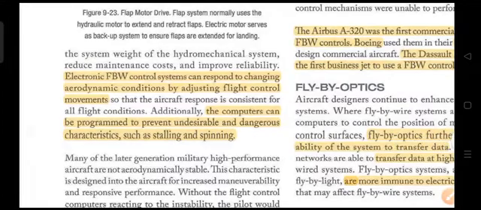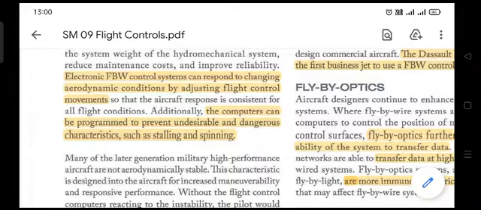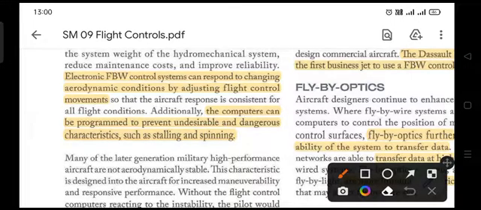See, electronic fly-by-wire control systems can respond to any changing aerodynamic conditions by adjusting the flight control movements, because this type of system is also called a closed loop system. There are some systems which are mechanical or maybe hydromechanical, which are called open systems.